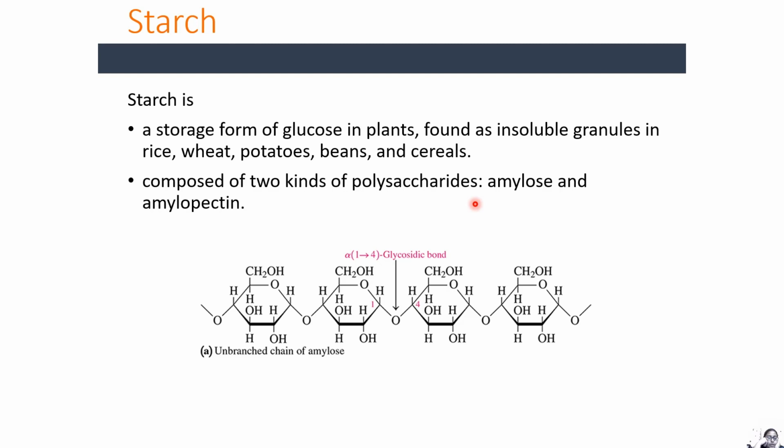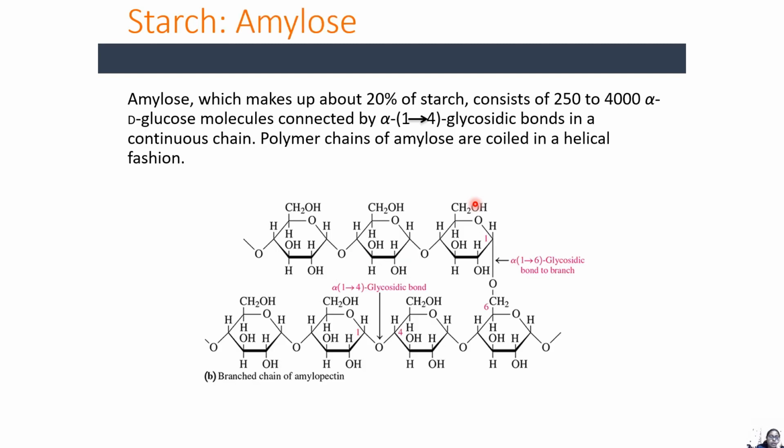Okay, if you see the amylose structure over here, this is an unbranched chain of amylose. So amylose is always unbranched. It has an alpha 1,4 glycosidic bond. Amylose basically makes up about 20% of starch, and it consists of 250 to 4,000 alpha D-glucose molecules connected by alpha 1,4 glycosidic bonds in a continuous fashion. Okay, and the polymer chains of amylose are coiled in a helical fashion.